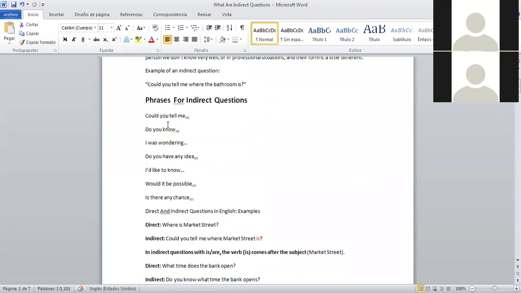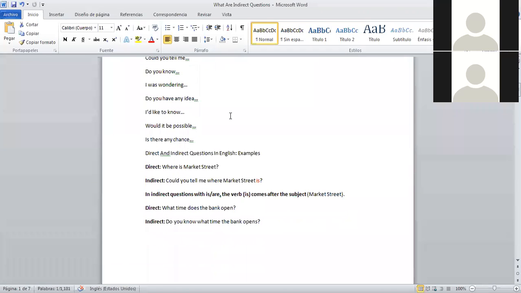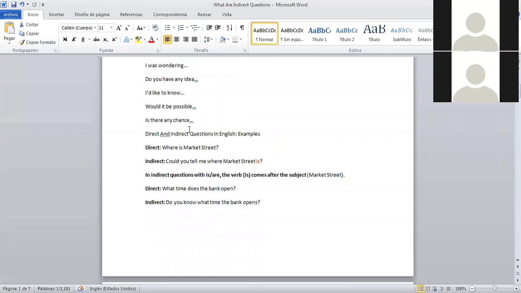Desde aquí, va. Mire, estas son las expresiones. These are the expressions that introduce the indirect question. For example, here, the question is, where is Market Street? Could you tell me where Market Street is? So the is in the direct question is before the subject. But when I make the indirect question, the is after the subject.